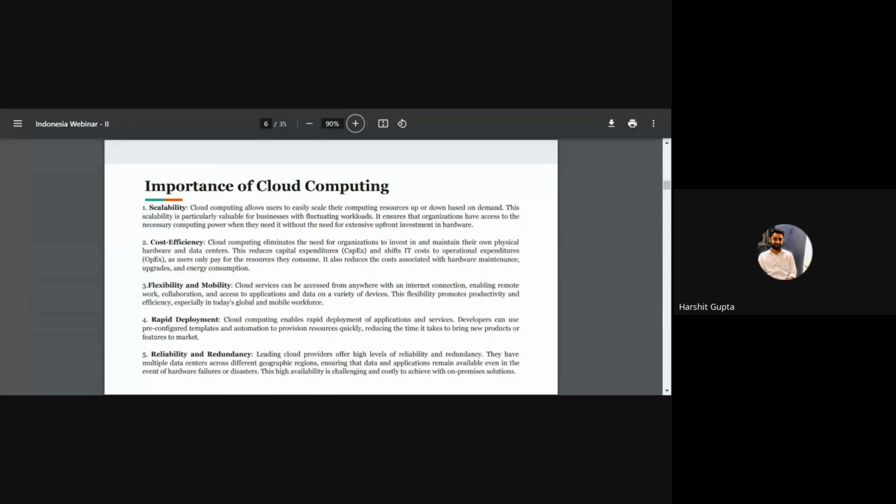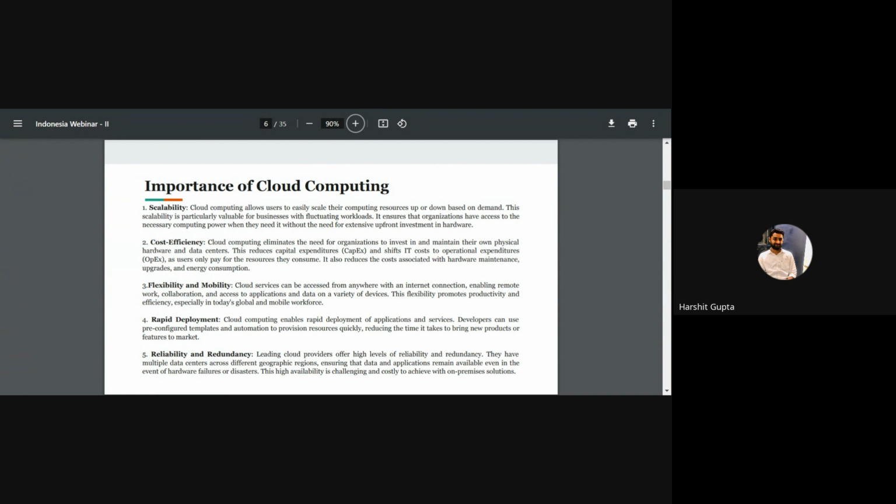So far we have known what cloud computing is and how we can use it. But next we will get to know the importance of such cloud computing.